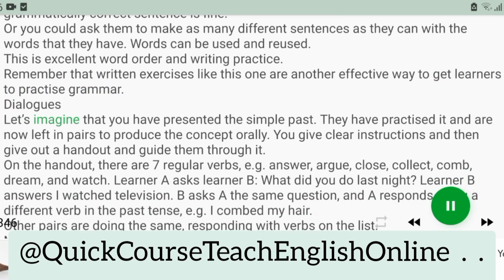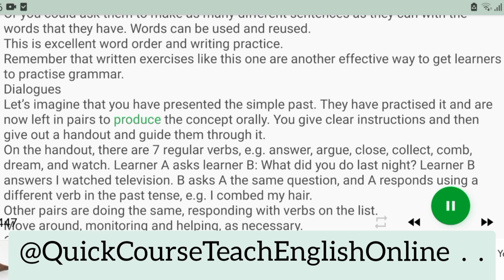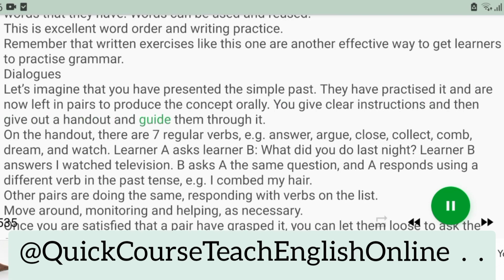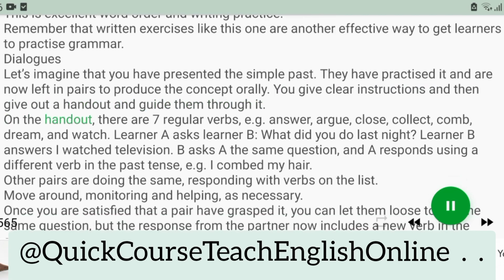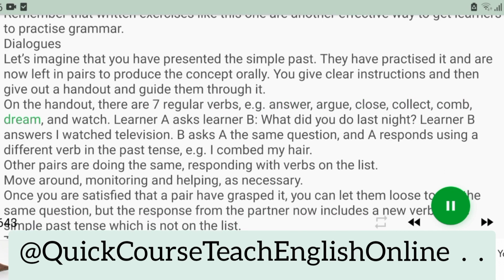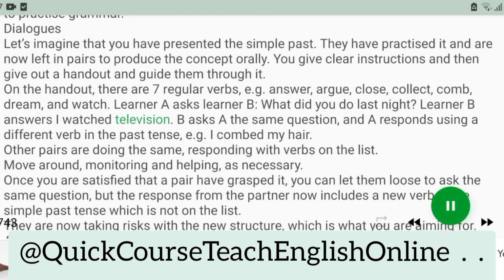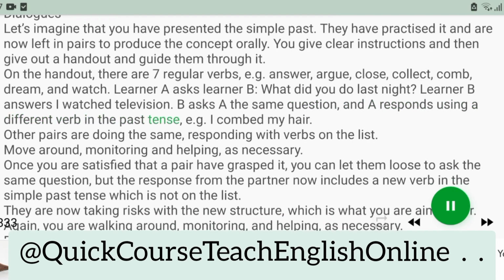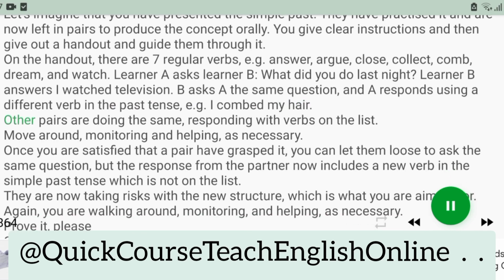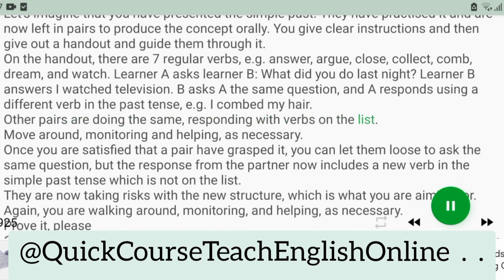Dialogues. Let's imagine that you have presented the simple past. They have practiced it and are now left in pairs to produce the concept orally. You give clear instructions and then give out a handout and guide them through it. On the handout, there are 7 regular verbs, e.g. answer, argue, close, collect, comb, dream, and watch. Learner A asks Learner B, "What did you do last night?" Learner B answers, "I watched television." B asks A the same question, and A responds using a different verb in the past tense, e.g. I combed my hair.